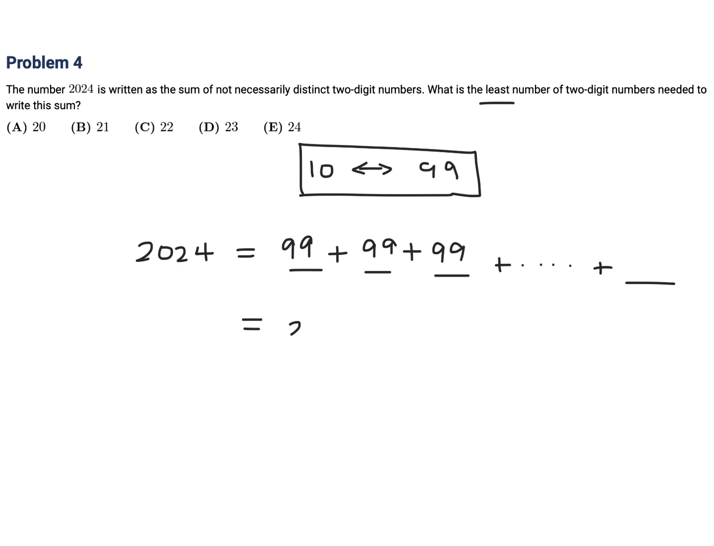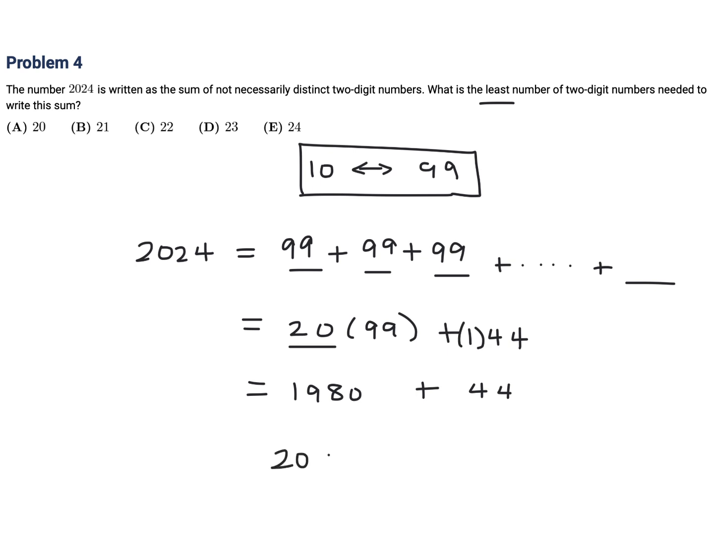So I think if you do 20 of these 99s, you would get sufficiently close to 2024. 20 times 99 is what? 1980. And then we have to add another number, so I'd have to add 44, correct? Yeah. So how many numbers? I used 20 of the 99s, and I used just one 44. So I had 20 of the 99s plus 44, so I used 21 numbers. And that is basically the answer to the question.